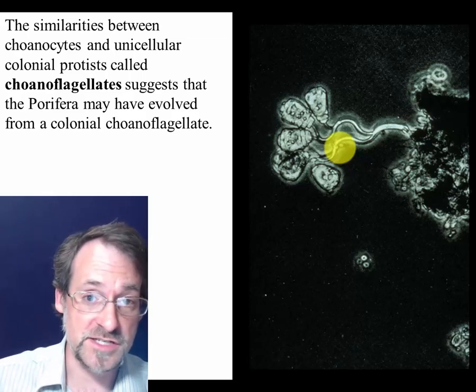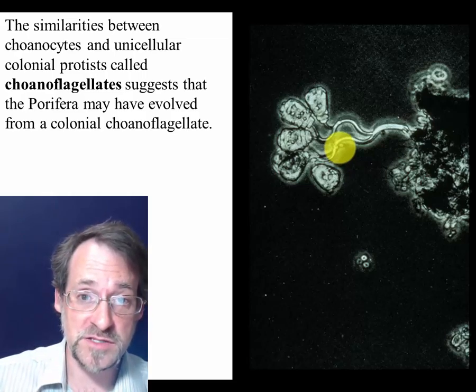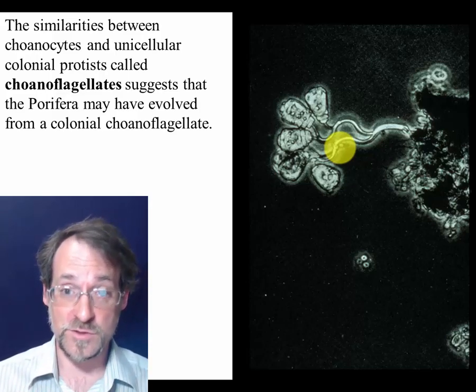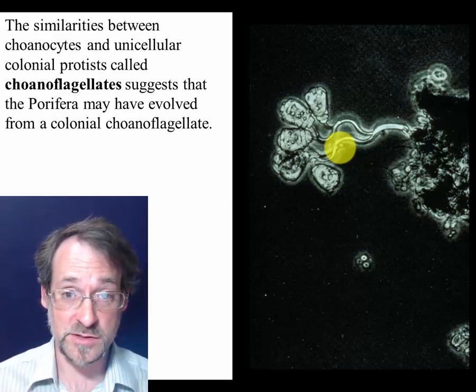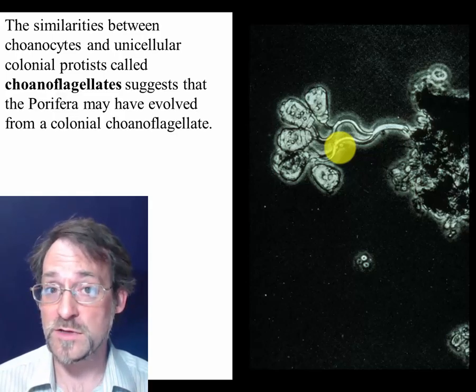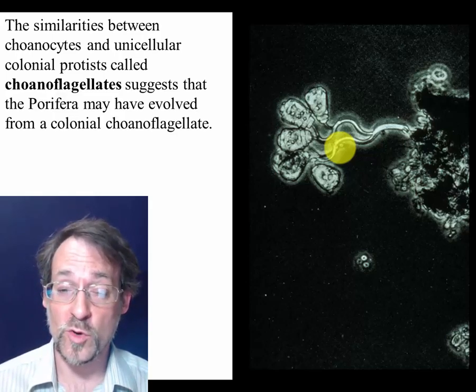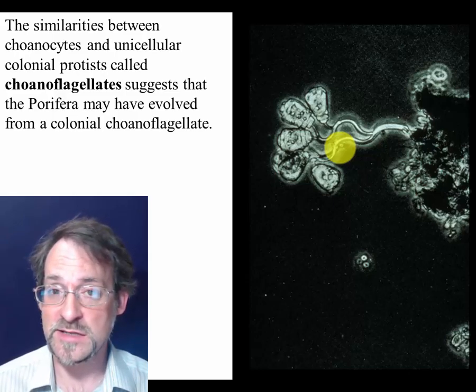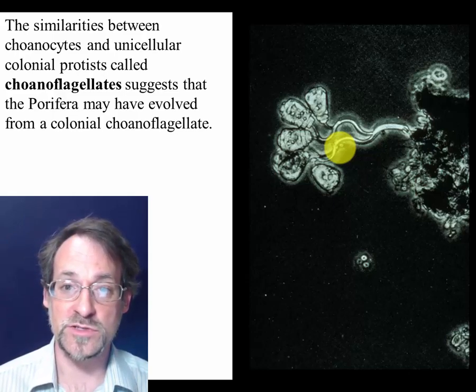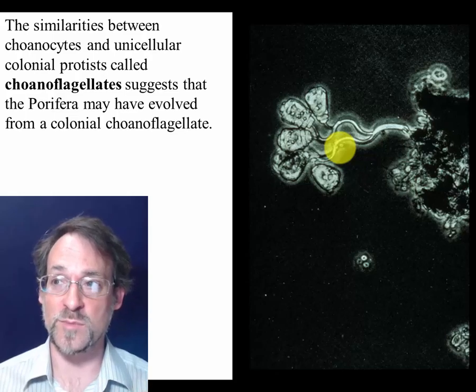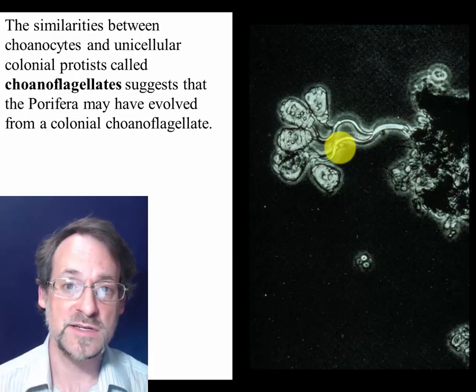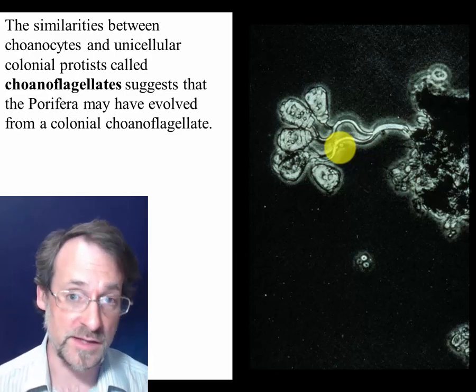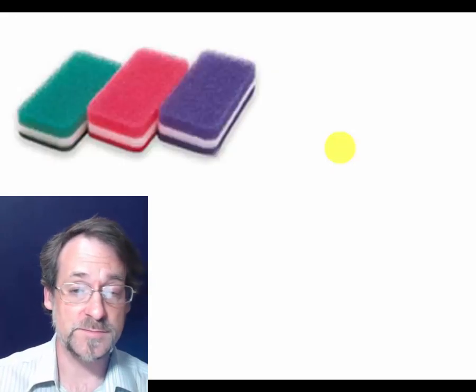The strong suggestion there is that the sponges, and therefore the first truly multicellular animals, actually evolved from a colonial choanoflagellate. Protists that originally lived independently, then gathered together into loose colonies, and that colony became more tightly organized until it evolved into something like a modern sponge.